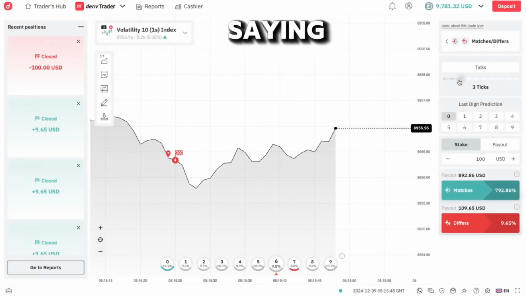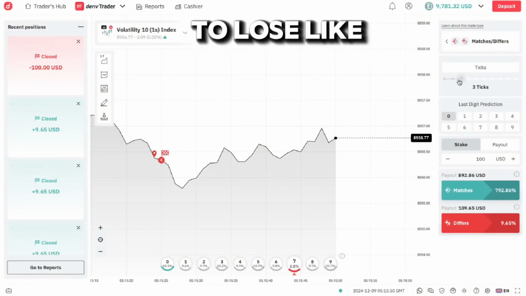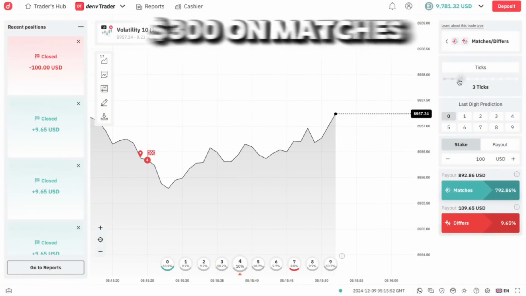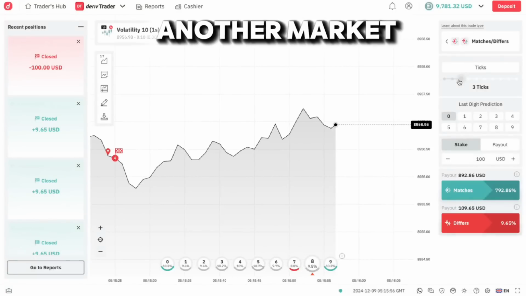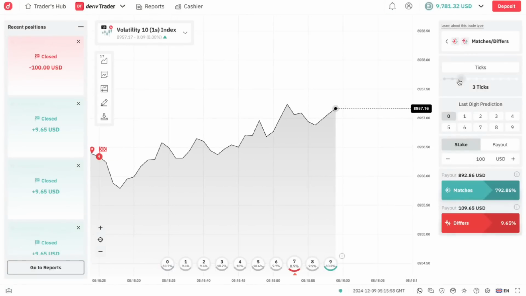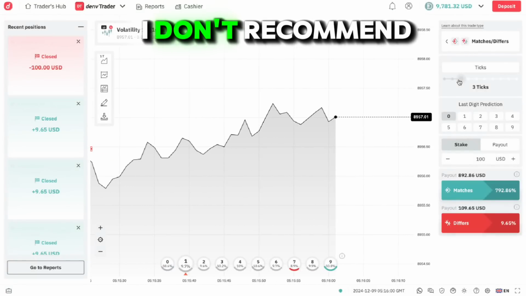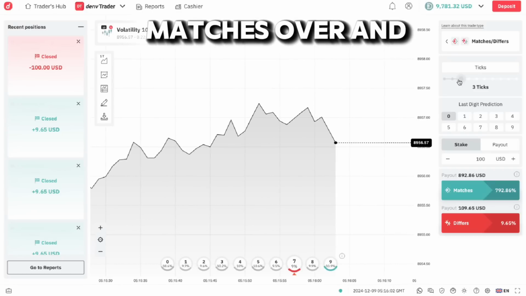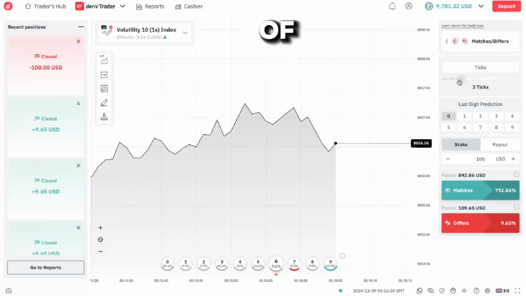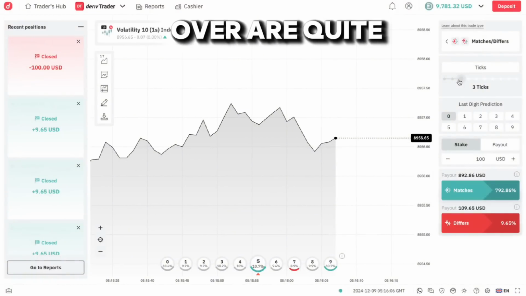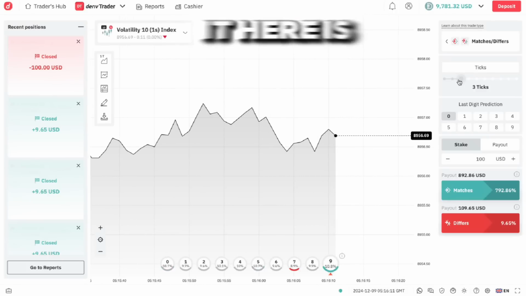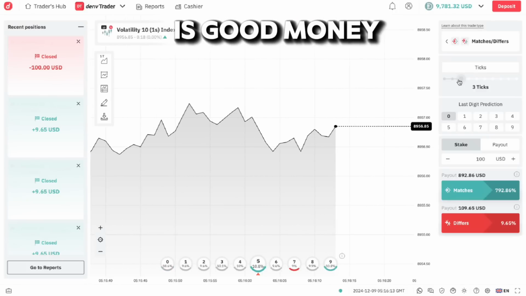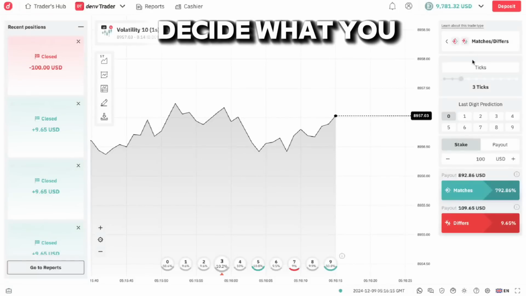But as I'm saying, there's no need to lose like $300 on matches trying to make an extra 800 when you could do that on another market very quickly. I don't recommend going for matches over and over, because the possibilities of losing over and over are quite high, because they make it as difficult as possible. But if you make it here, it's good money. So it's up to you to decide what you're gonna do.